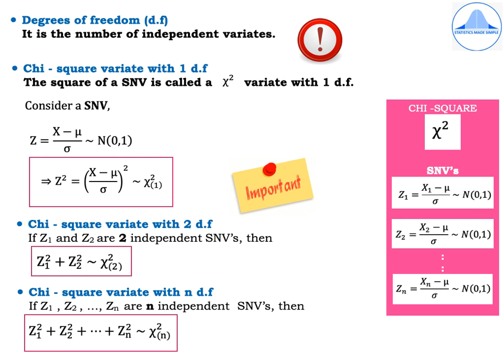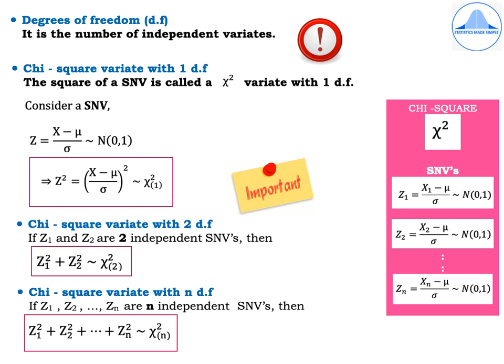So let's consider a SNV. You know that it is denoted by Z and has the formula (x minus mu) divided by sigma, which follows normal(0, 1). And what is capital X? Capital X stands for a normal variate. Now, how many normal variates do you have in this Z formula? You have only one X, which is a normal variate.